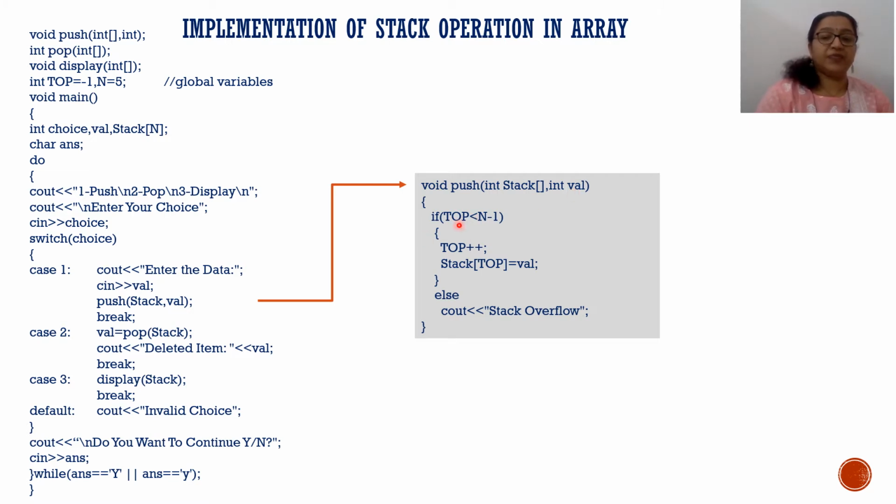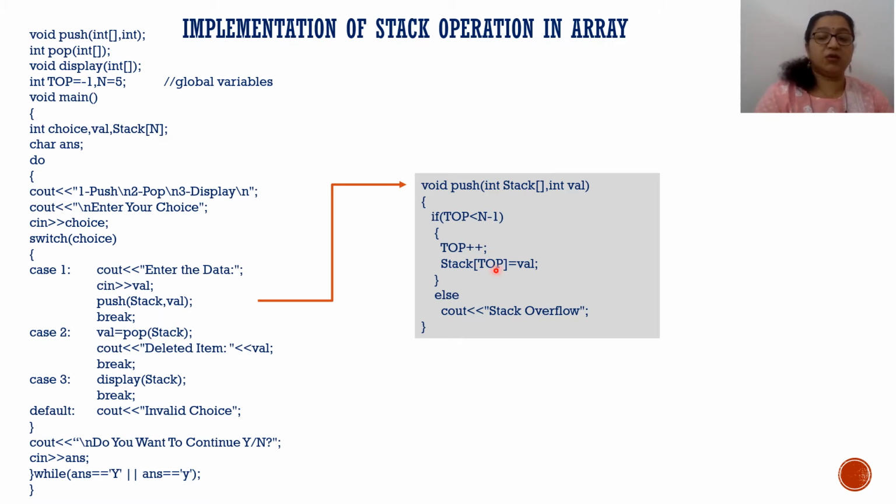Now the checking: if top is less than n minus 1. N we already know is 5. Top also we already know is minus 1. Is it less than? Yeah, top is minus 1, and it is less than n minus 1, that means less than 4. Is it? So top plus plus. What will happen when you are incrementing? Yeah, it will increment by 1. That means top is equal to 0.